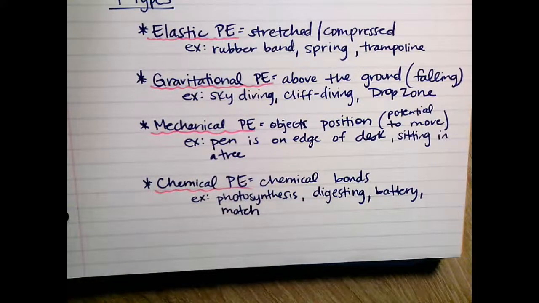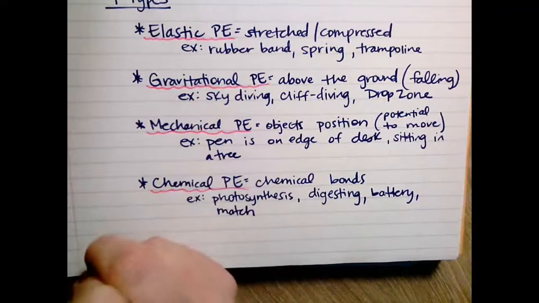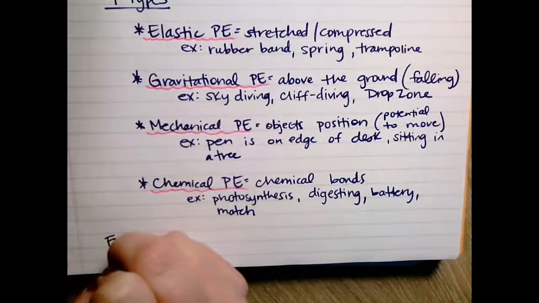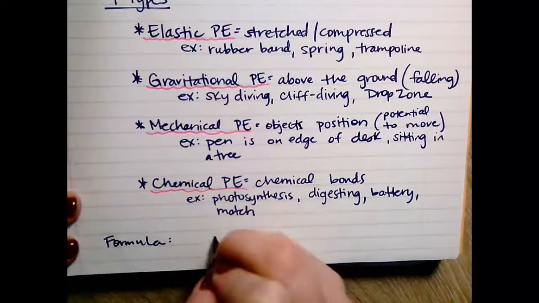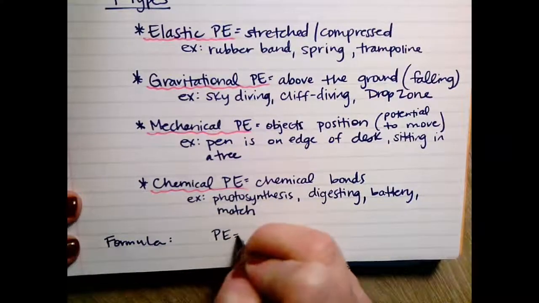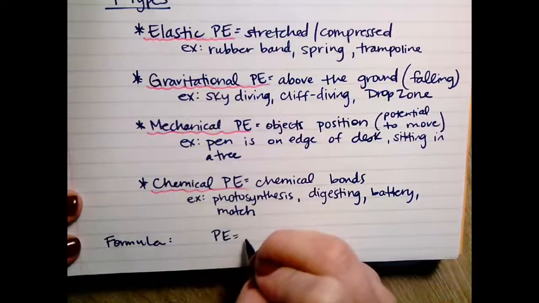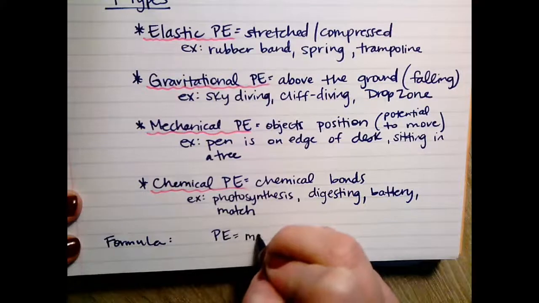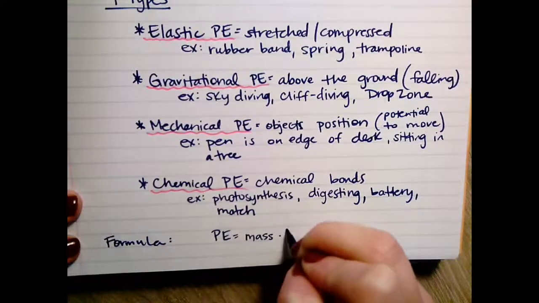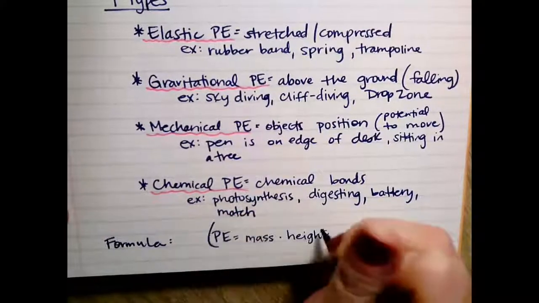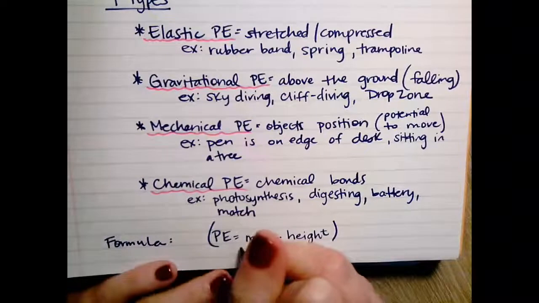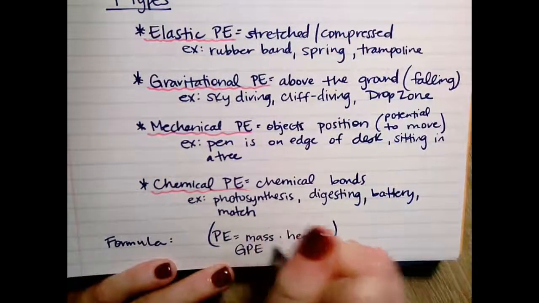Again, I know you guys went over this with a review for the 8th grade state test, but I do want you guys to write this down. We have another magical formula. Potential energy's formula is the mass of an object times the height. Now, we don't use that as much as we actually calculate GPE in particular.